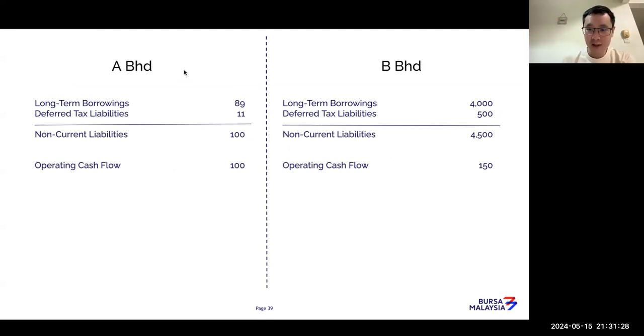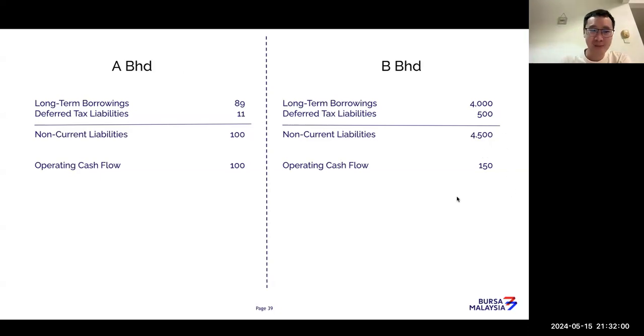For B Berhad, let's calculate the debt to operating cash flow. It has this amount of debt, 4,500. That's the debt. Operating cash flow 150. If the company chooses to pay off all its non-current liability, how long does it take? So Gan Kok Cheng says 30 years. Correct. It is like 30 years. Wow, it's like damn long.